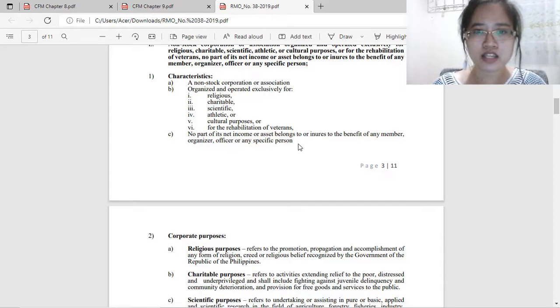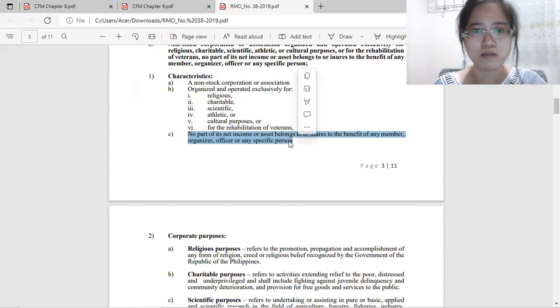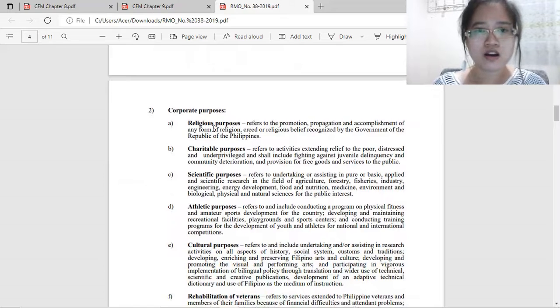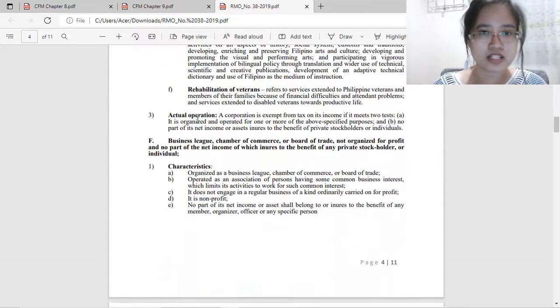Okay, the tax exemption may be removed if the BIR is able to prove that someone, a specific person, is benefiting from the assets or net income of the church. Corporate purposes, religious, refers to the promotion, propagation, and accomplishment of any form of religion, creed, or religious belief recognized by the government of the Republic of the Philippines.